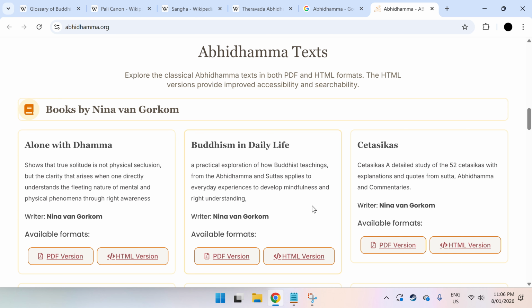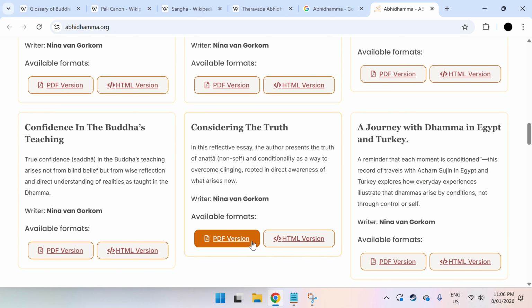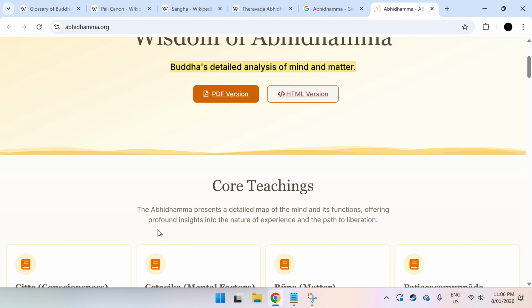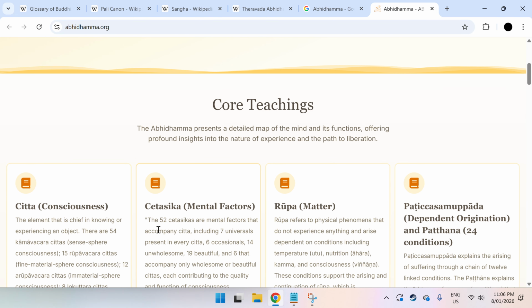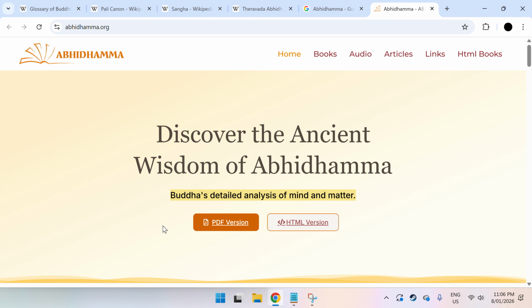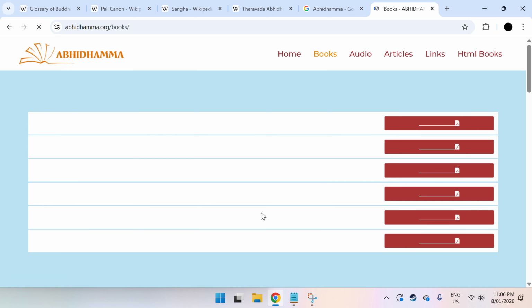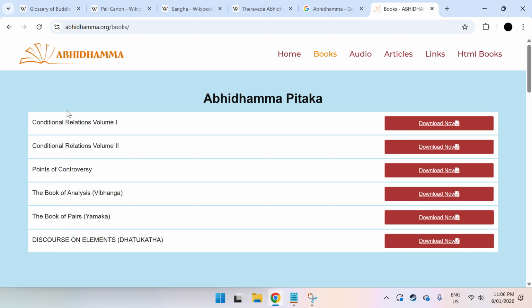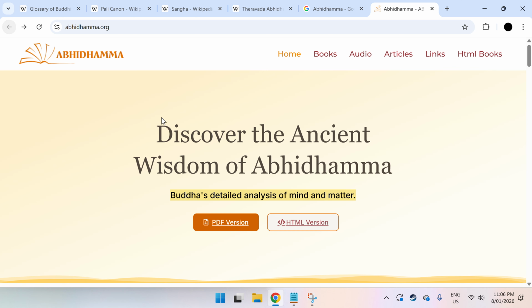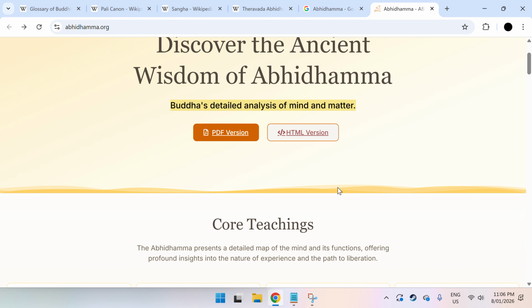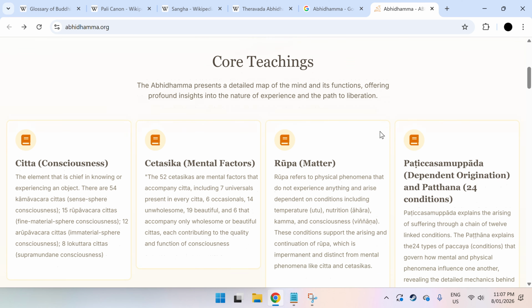Abhidhamma texts. So, these are all written by Nina van Gorkom. These might be worth looking at. But so this site here, abhidhamma.org, we go to the PDF version. I'm going to see if I can get something up here. Conditional relations, points of controversy. There's a lot here. I'm going to go through this in my spare time. But let's just have a look at the core teachings.